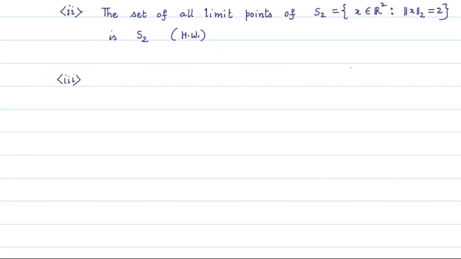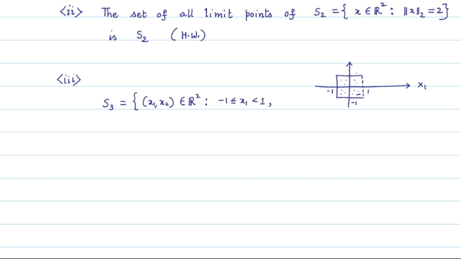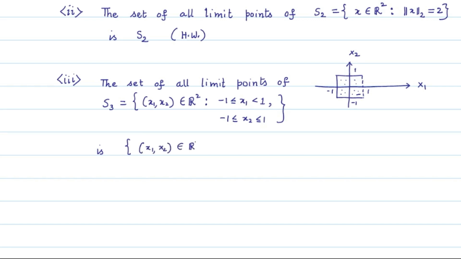In the next example, we consider the set of all points which are lying strictly inside this square and on the boundary of the square, but excluding the points on one side of this square. For example, we take the set of all points in R2 where x1 is in between -1 to strictly less than 1 and x2 is lying in between -1 to 1. The set of all limit points of S3 is the set of points in R2 where x1 is lying in between -1 and 1 including 1 and x2 is lying in between -1 to 1. Please try to figure out why.